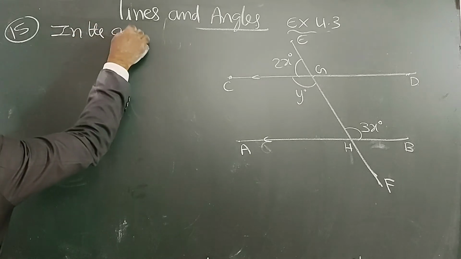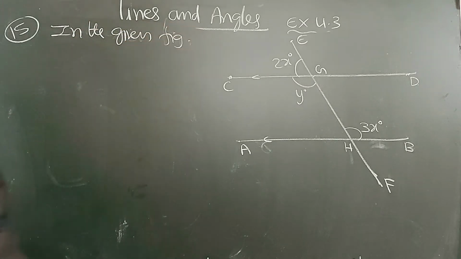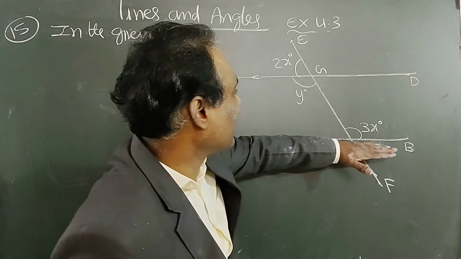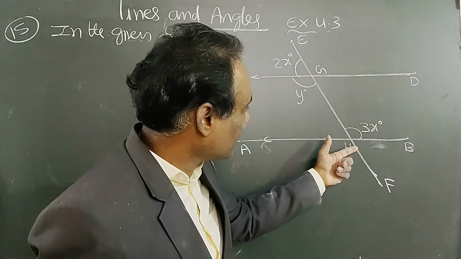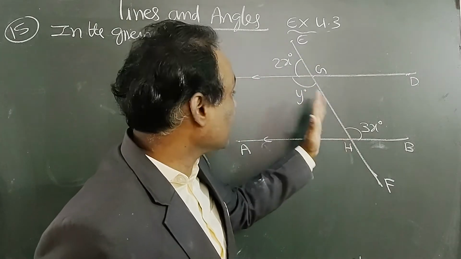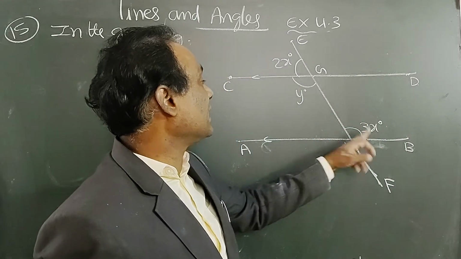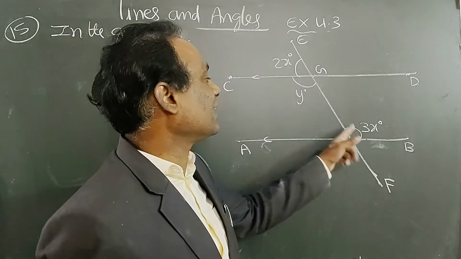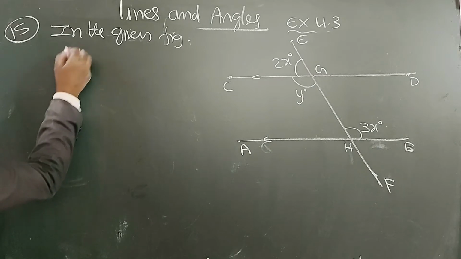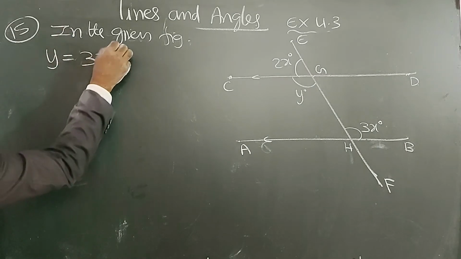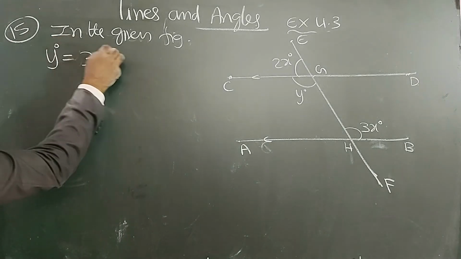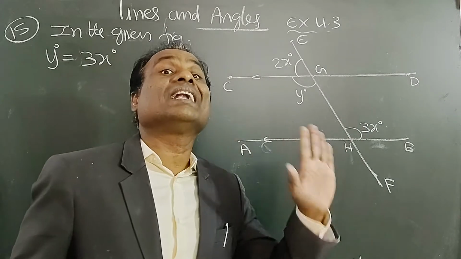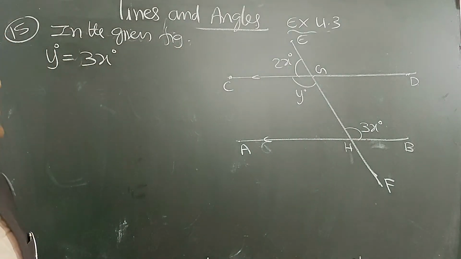In the given figure, AB is parallel to CD. This is a transversal. These two are interior angles on opposite sides of the transversal. Interior angles on the opposite sides of the transversal are called alternate angles. So I am saying that y is equal to 3x. Angle y is equal to angle 3x because they are alternate angles. y is equal to 3x.